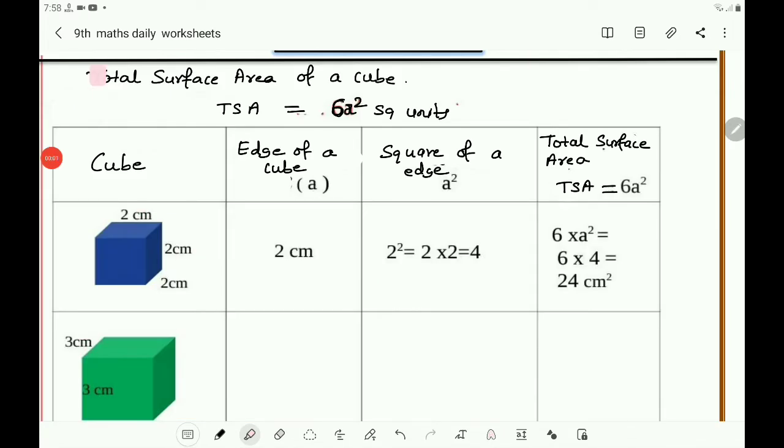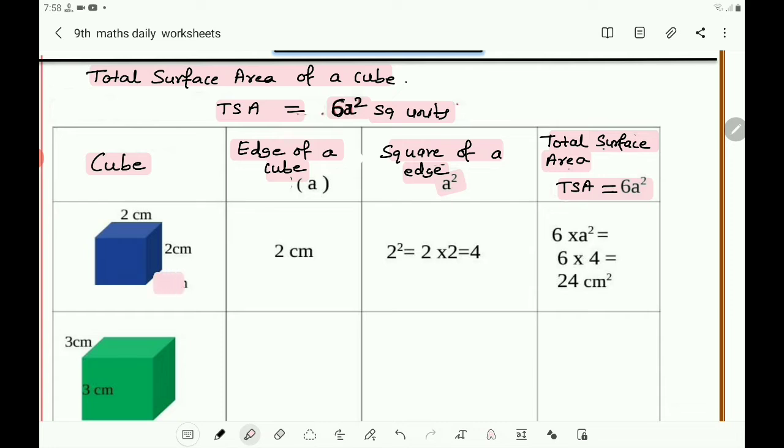Then about the total surface area of a cube. TSA of cube equals 6a square units. Here also a is the edge of the cube. So here the cube is given, the edge of the cube is given, and you get the square of the edge. Then TSA of cube is equal to 6a square.